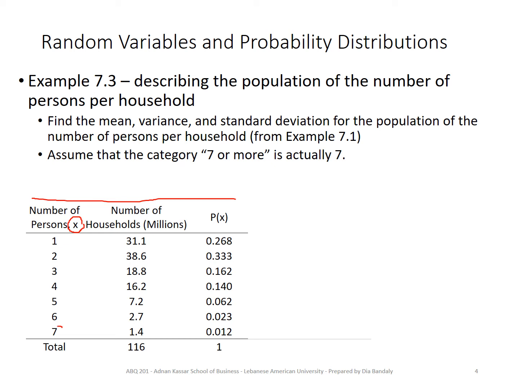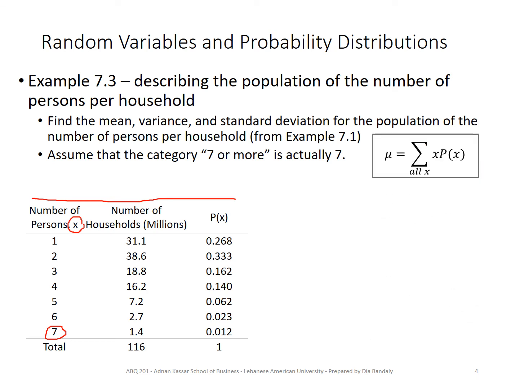Now, notice that I replaced the last category, which was 7 or more, by the value 7. I had to make this assumption because otherwise we could not proceed in calculating the population mean and the variance, because 7 or more is not a specific value, and we need that. All right, so this is our probability distribution, and now we want to find the mean.